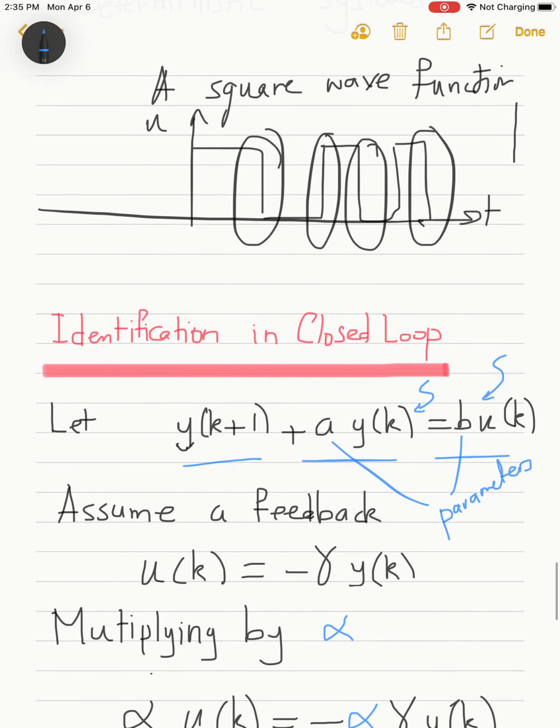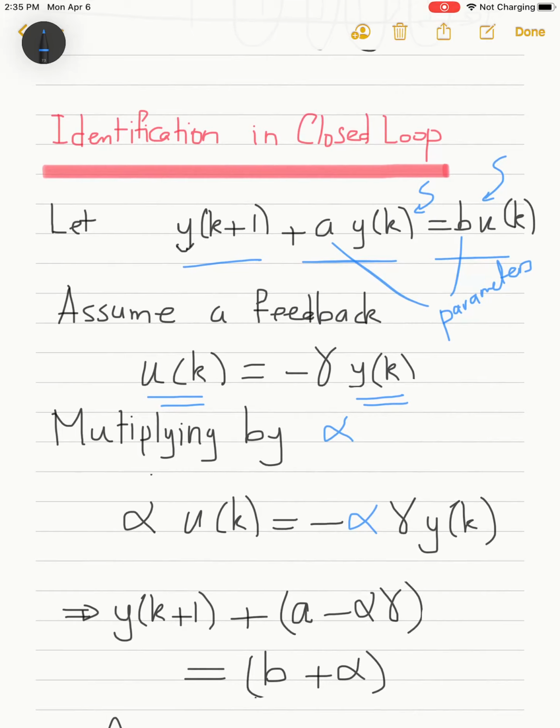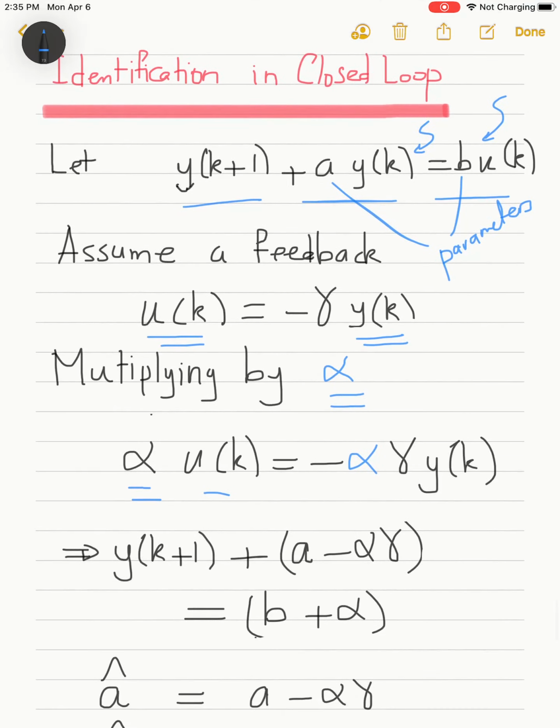Now I'm assuming that this system operates in a feedback loop where the control signal u of k is just a gain times the output. Now if we multiply the control signal by any arbitrary constant alpha, then I would get alpha u of k equals minus alpha gamma y of k. And if I add these two equations together, say this is equation number 2 and this is equation number 1, I will get a new equation, say number 3.